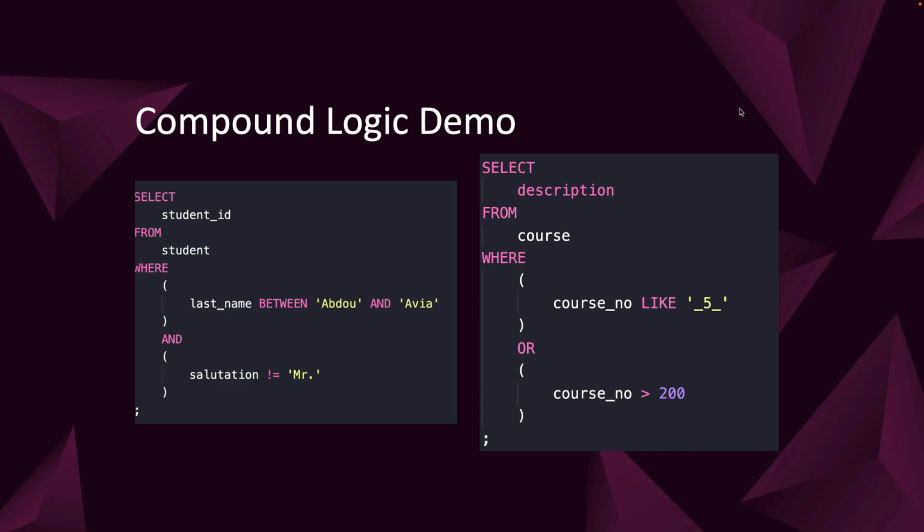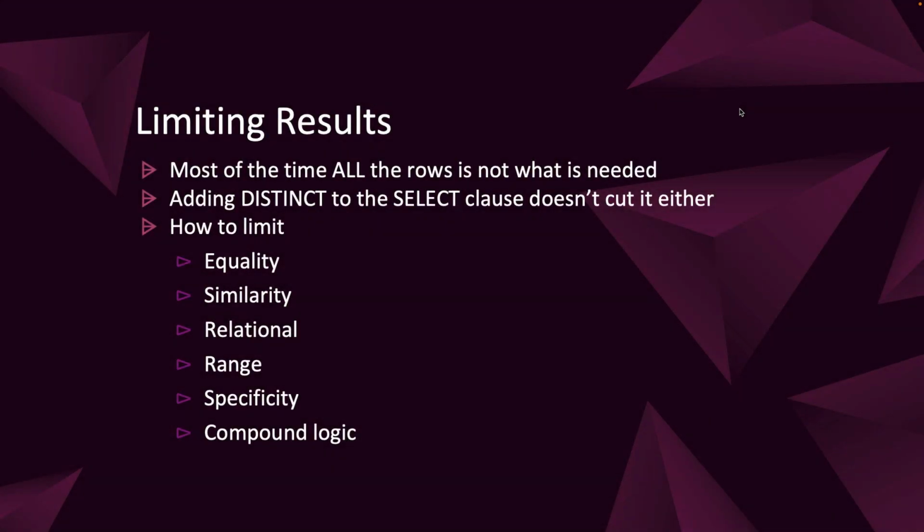So again, make sure you're thinking about the logic so it matches appropriately, so the comparisons work as you go through this. I just want to make sure this is a nice review of how you can limit results. Again, most of the time it's not enough to simply use DISTINCT. So we do our comparisons based on equality, similarity, relational operations, ranges of values, specific values, or compound logic, where I combine and join those different types of logic inside there.